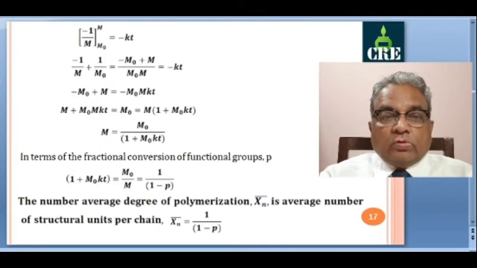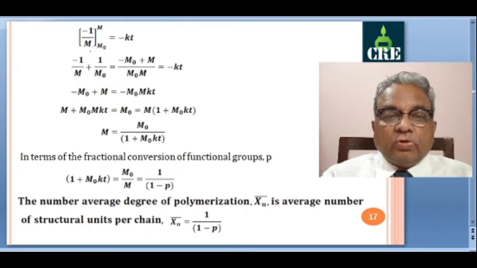So integration of minus 1 upon M from M0 to M, and minus kt simply. If I substitute these limits, minus 1 upon M minus minus plus, that is 1 upon M0. Then if I take the LCM of this, M0 M, minus M0 plus M is equal to minus KT, and this we can write as minus M0 plus M is equal to minus M0 M KT.